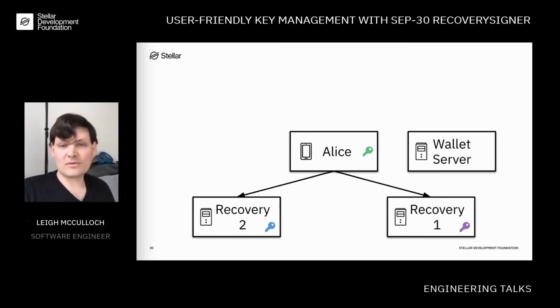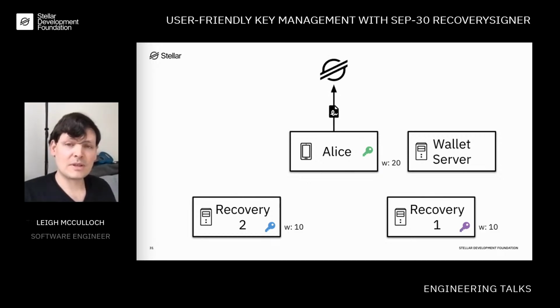The wallet proves to each server independently that it has authority over the account by signing a SEP-10 transaction and tells the two recovery servers that anyone who can prove possession of the user's phone number or email should be allowed to request transactions to be signed.